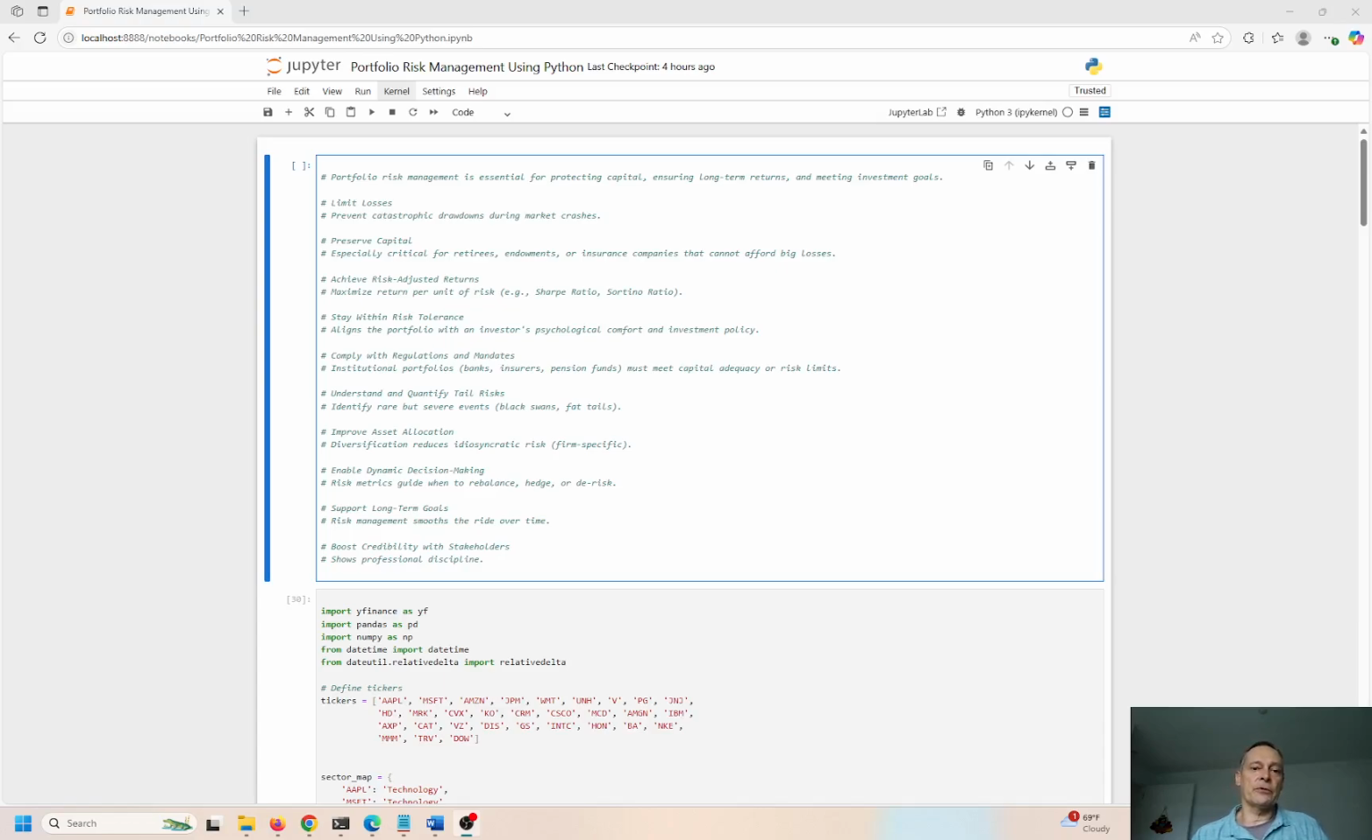So what is portfolio risk management? It's basically for protecting capital, ensuring long-term returns, and meeting investment goals. Okay, when we get into the market, we don't just want to throw money around. We don't want to throw darts at the dartboard like a monkey.